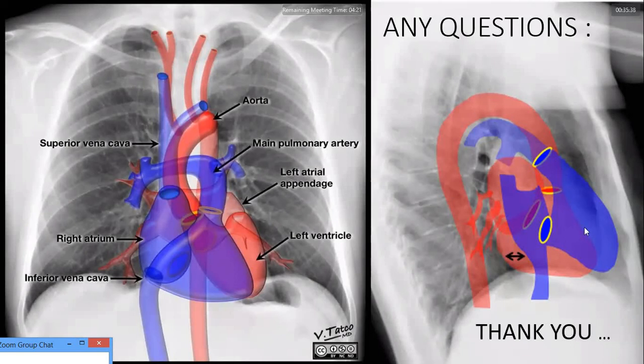Always keep in mind these chambers and great vessels. First learn the normal anatomy and revise until you will be able to detect the pathology.